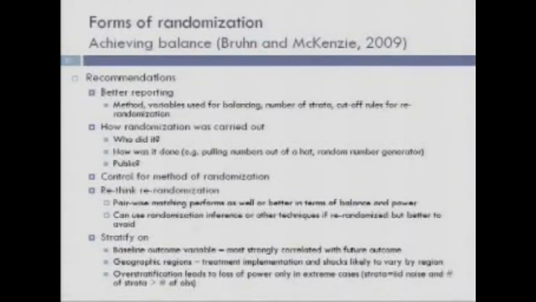So there are recommendations. You should definitely talk about the details of how you randomized. You should control for the method of randomization. I wrote here, rethink re-randomization, but basically that's not good. If you did do it, there are various things you can do. It's not that big a deal, but it's clearly not optimal. And clearly you should stratify on the baseline outcome variable. That gets you a lot of extra power. They suggest also doing geographic regions.